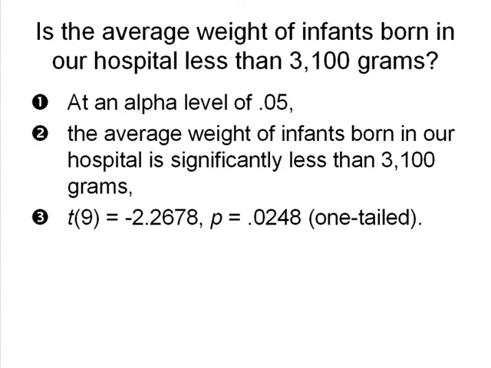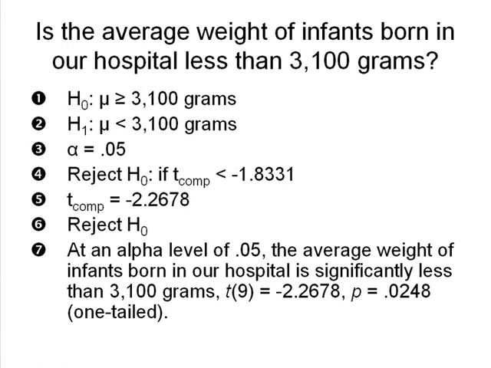Now let's put this all together. Here are our 7 steps. Let's look at the 7th step first. At an alpha level of 0.05, the average weight of infants born in our hospital is significantly less than 3,100 grams. t with 9 degrees of freedom equaled negative 2.2678. Our p was 0.0248, and we did a one-tailed test.